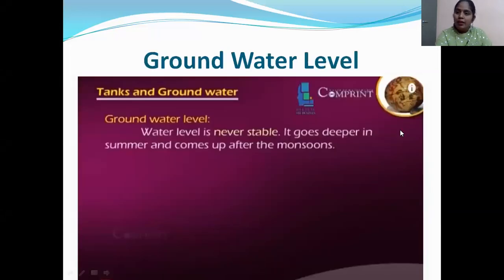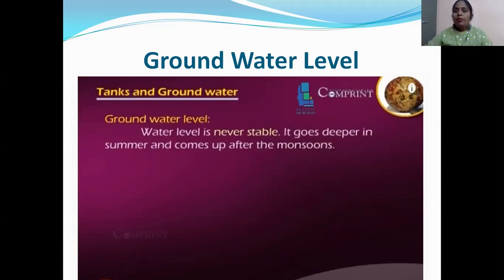Firstly, we'll start with groundwater level. What is groundwater level, children? Water level is never stable. It goes deeper in summer and comes up after the monsoons. The groundwater is nothing but the water which is accumulated inside the ground, between the rocks. Is that clear to you? That is called groundwater.